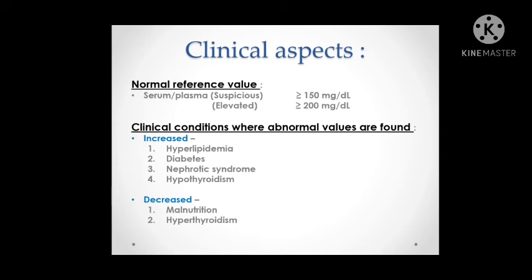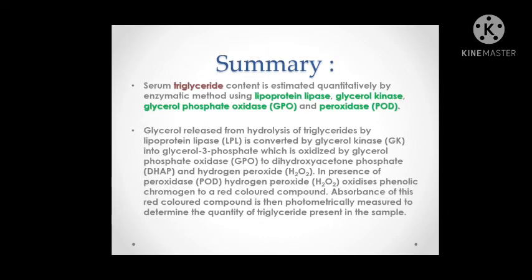Some of the clinical conditions where abnormal values are found. Increased values are found in hyperlipidemia, diabetes, nephrotic syndrome, hypothyroidism, etc. And decreased values are found in malnutrition, hyperthyroidism, etc.